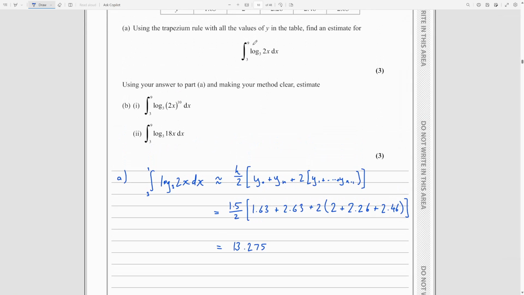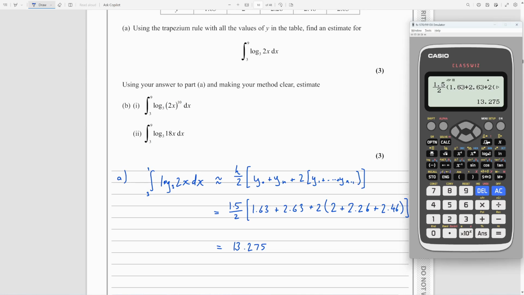Now, what I quite like to do in those sorts of questions is just check it by using the calculator's integration function. This should be pretty close to the correct answer. So I can do that by just saying what is the actual answer, or at least a more accurate one, log base 3 of 2x between 3 and 9. And yeah, it's pretty similar, 13.32 as opposed to 13.275. So it should be quite close. If it was miles off, you'd know you'd probably made a mistake.